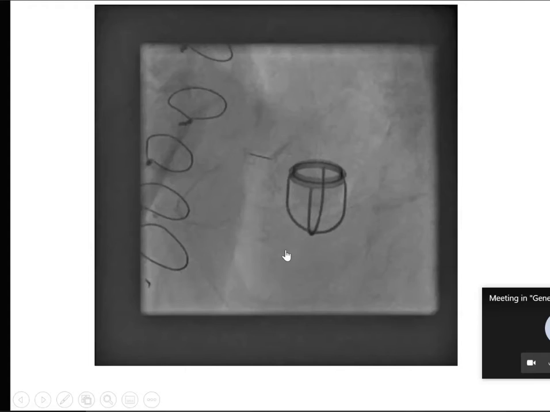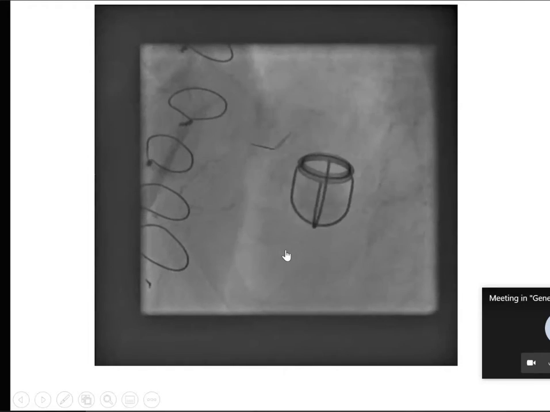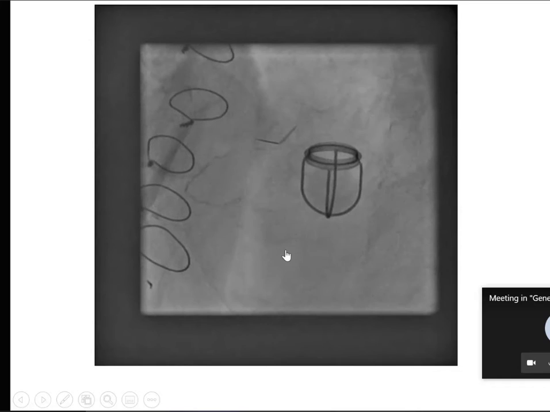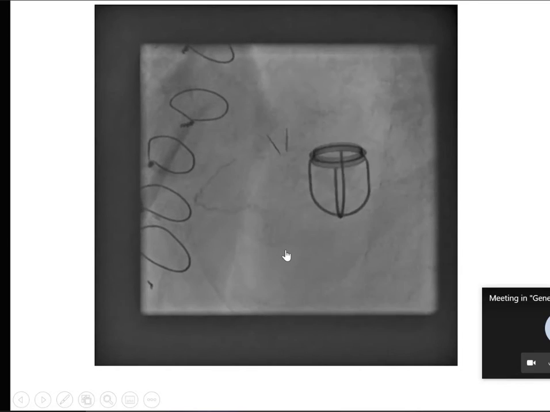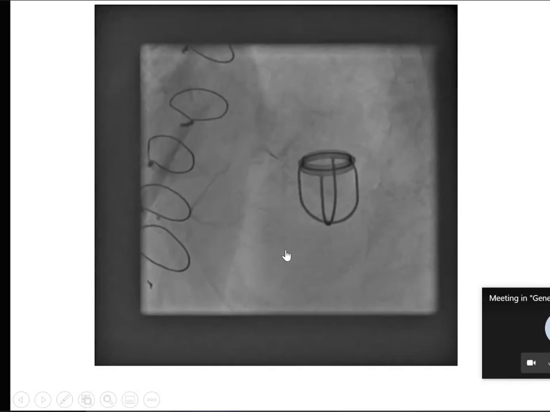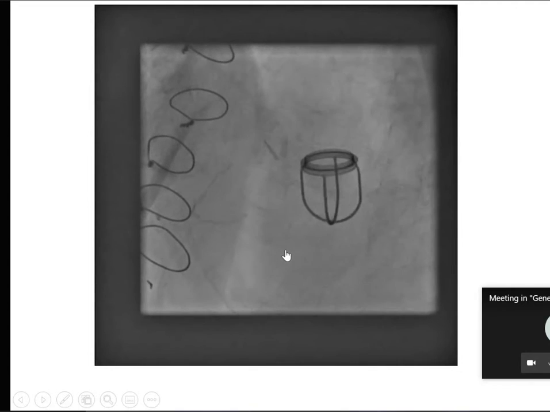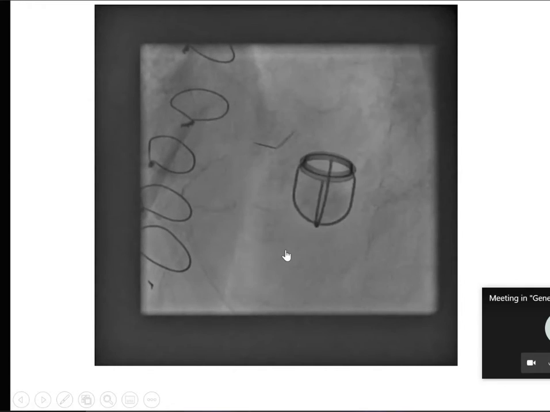Okay, identify these three structures. Starr-Edwards, ball and cage. Bileaflet. Ball and cage at the aortic valve position, bileaflet at the mitral valve position, and a C ring in the tricuspid.